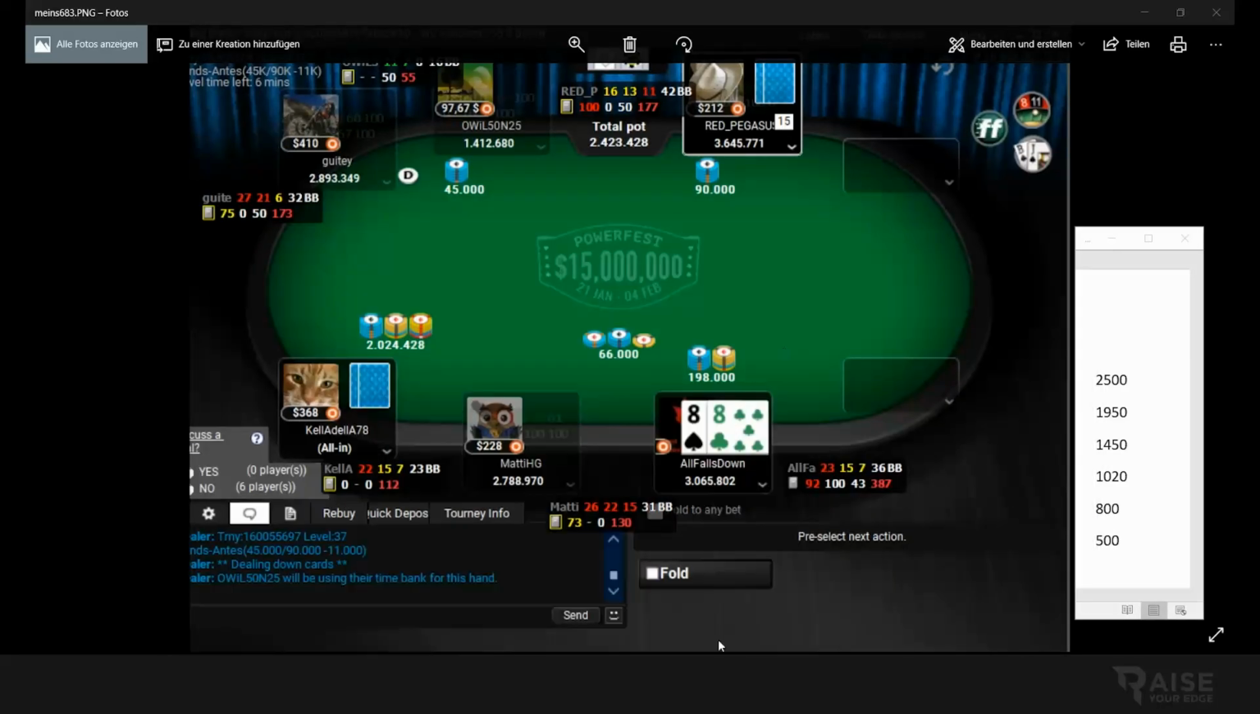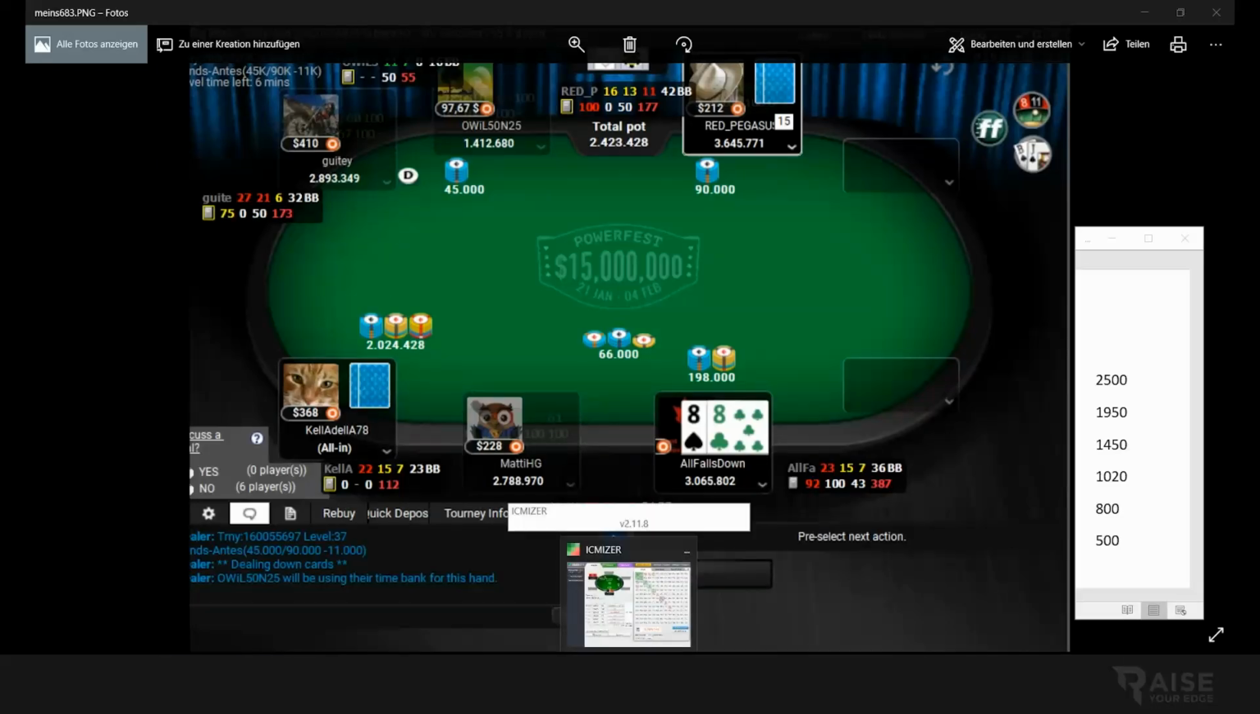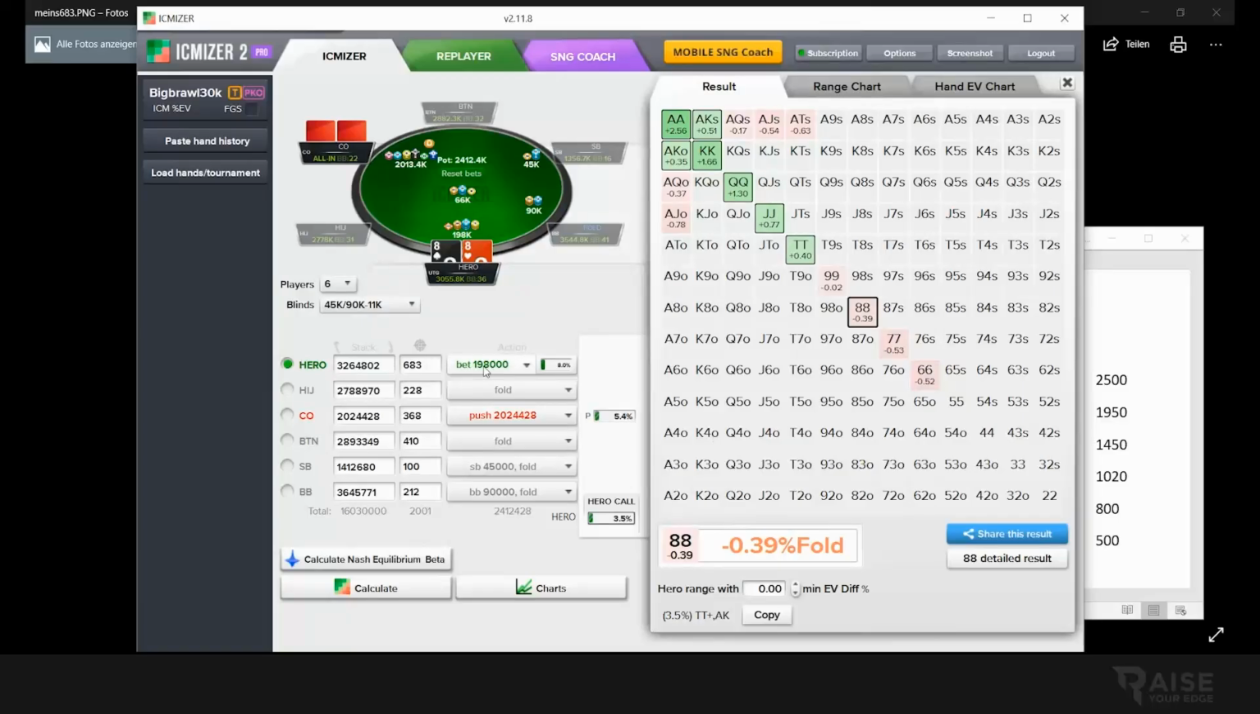And now you can look at the same situation with bounties involved, and here you're using ICMizer. So this is the spot with ICMizer. We are opening 198k. He's jamming. ICMizer is great for final table spots, right? Because there it's possible for a computer to run the simulation based on 9 players, or in that instance, 6 players. So here we can get the results for that very spot, right? So if you want to calculate the final table with bounties, then you're using ICMizer.